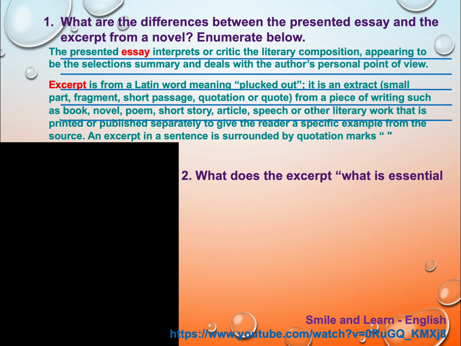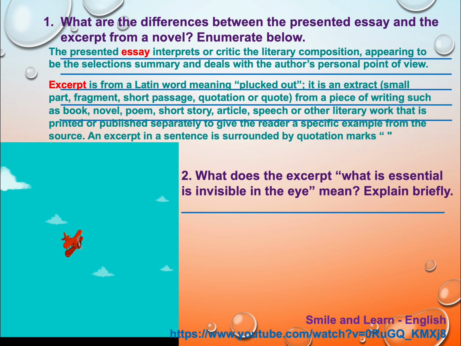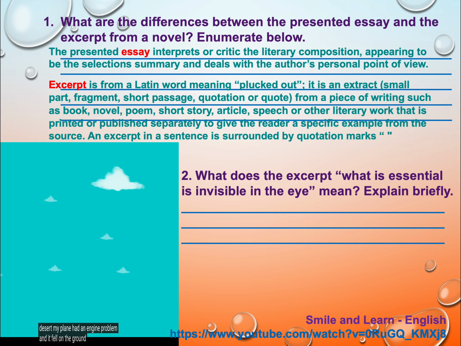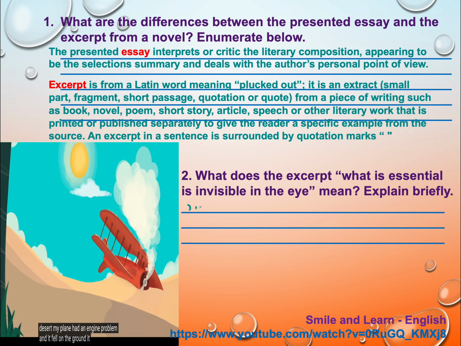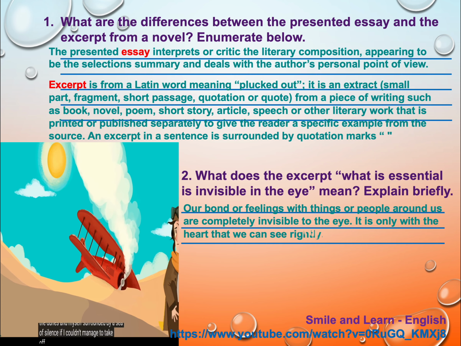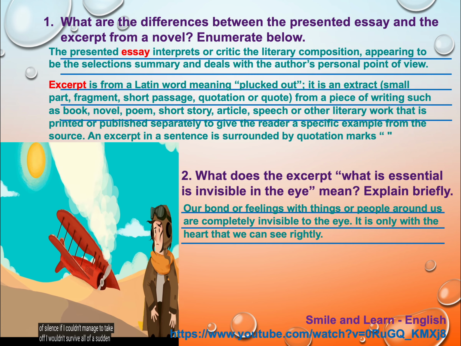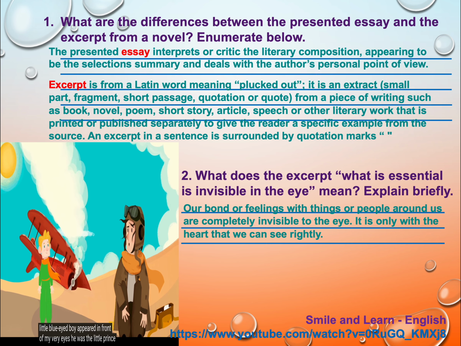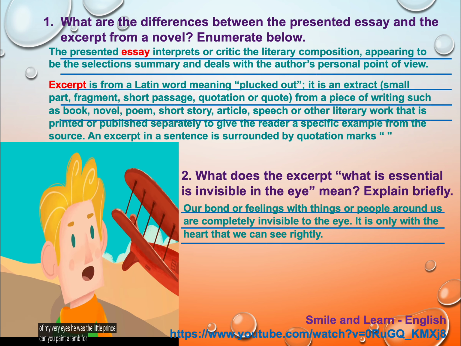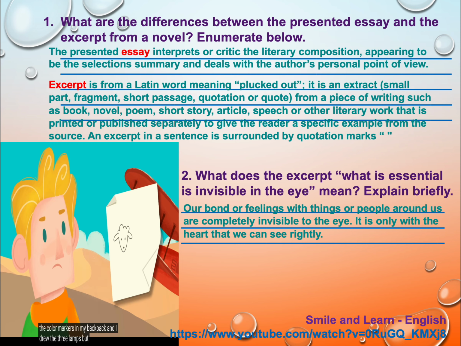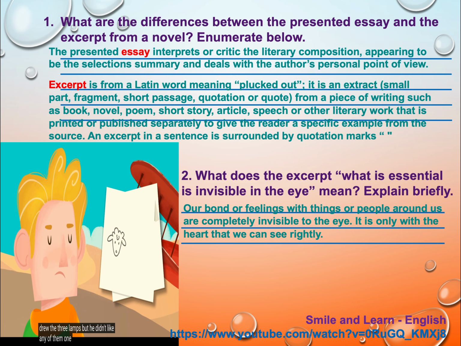So the second activity is you are asked to explain briefly what the excerpt, what is essential is invisible to the eye, means. So you are going to give your interpretation on that one, or self-reflection. So we can say that our bond or feelings with things or people around us are completely invisible to the eye. It is only with the heart that we can see rightly, na, because basically we cannot see through our eyes the bond or feelings or relationship with people around us. Only through the heart we can see the bond, na, and so what is essential is invisible to the eye.